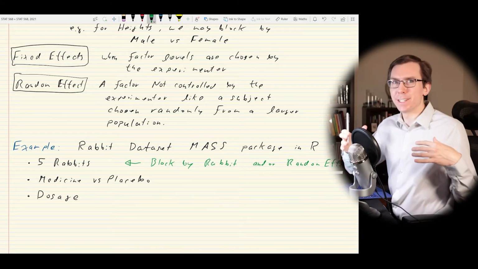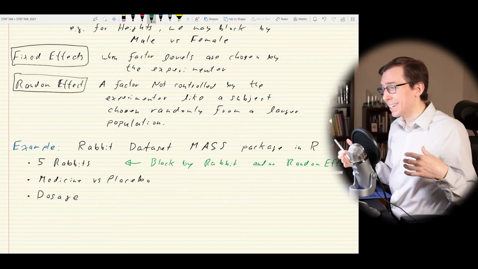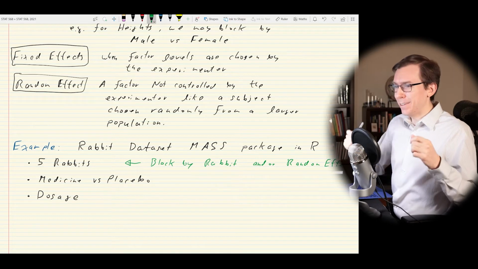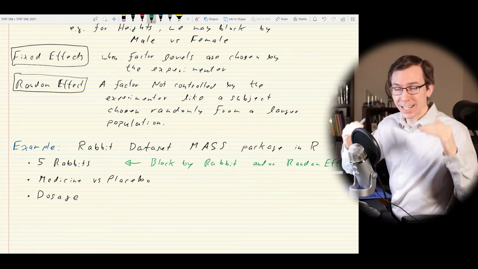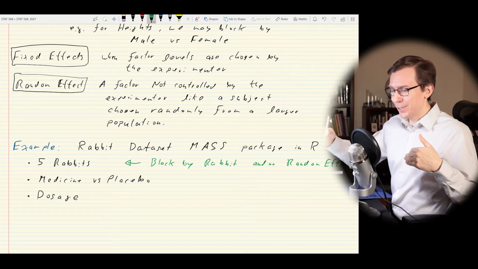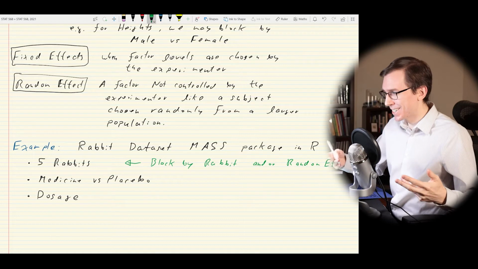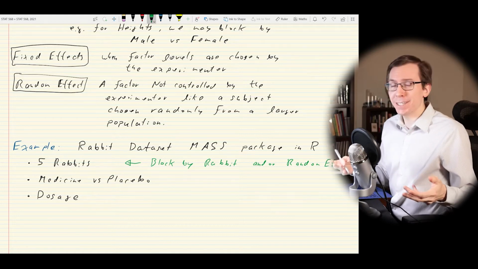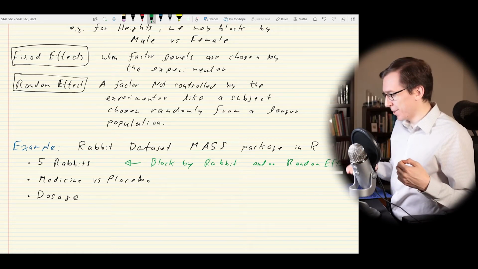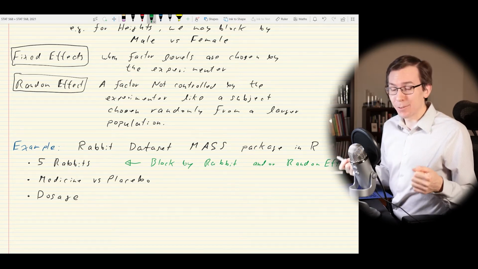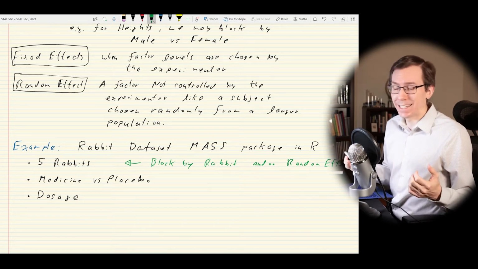One of the big differences between a fixed effect and a random effect is that for a fixed effect, we're often interested in the value associated with each factor level. If I have a high dosage of medication or a low dosage, I might want to know how that affects the response. For a random effect, I typically don't care. So it's like the rabbits here. Maybe one rabbit reacts really well to the medicine and one rabbit doesn't react at all to the medicine.